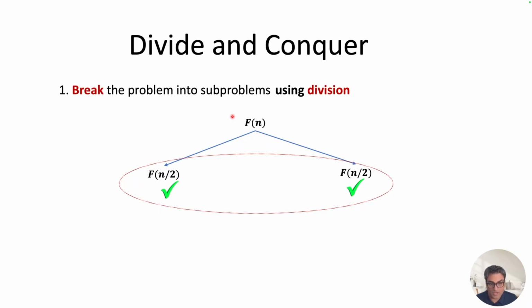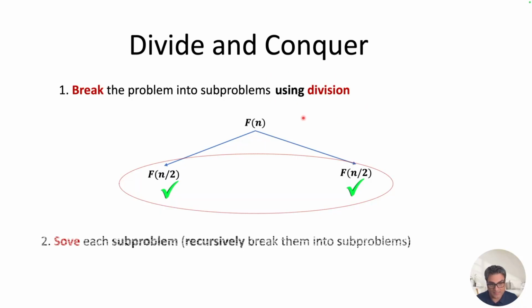For example, here, your original problem is of size n. You break it into two problems where each of these problems is of size n over 2. You could do this in 3 ways or 4 ways or in general in k ways. The key is that you're doing this using division.